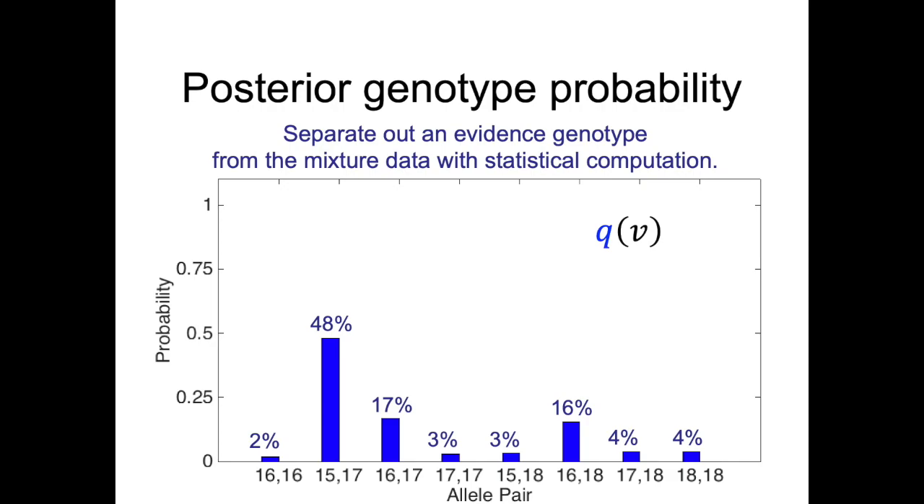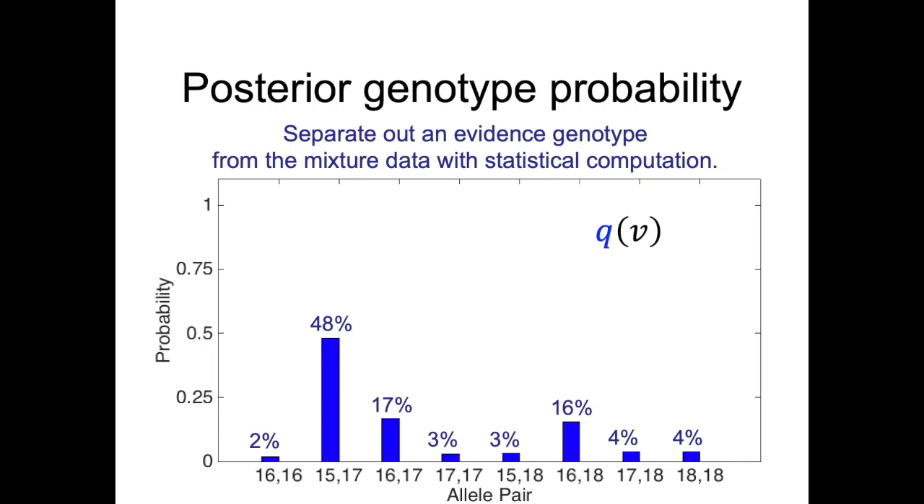Here we see a picture of the posterior genotype probability function Q. It's for one of the 4 contributors at one of the 20 genetic loci. The computer has separated out this evidence genotype and determined it up to probability. It's pulled it out of the mixture data using statistical computation. Of the roughly 100 possible allele pair values, on the horizontal x-axis we see 8 of those allele pairs. Vertically, we see their probabilities.